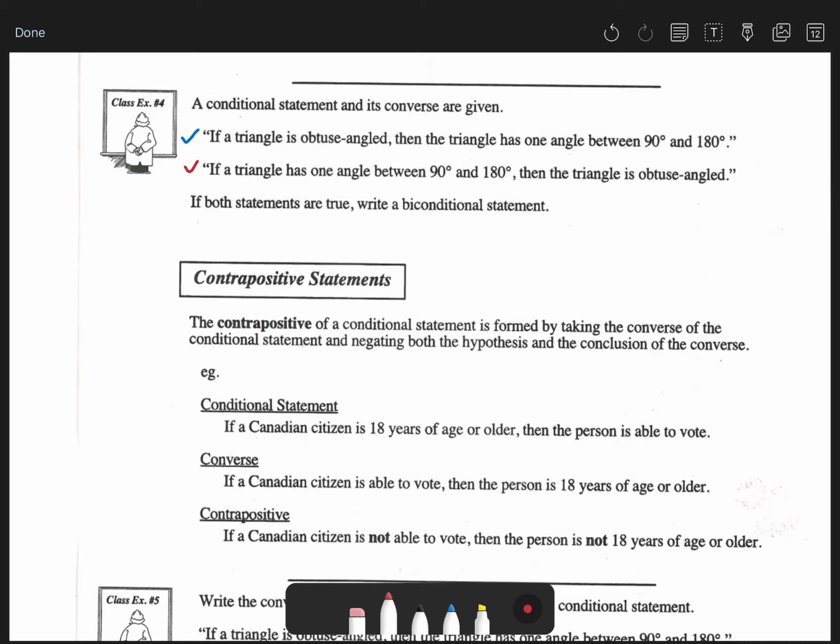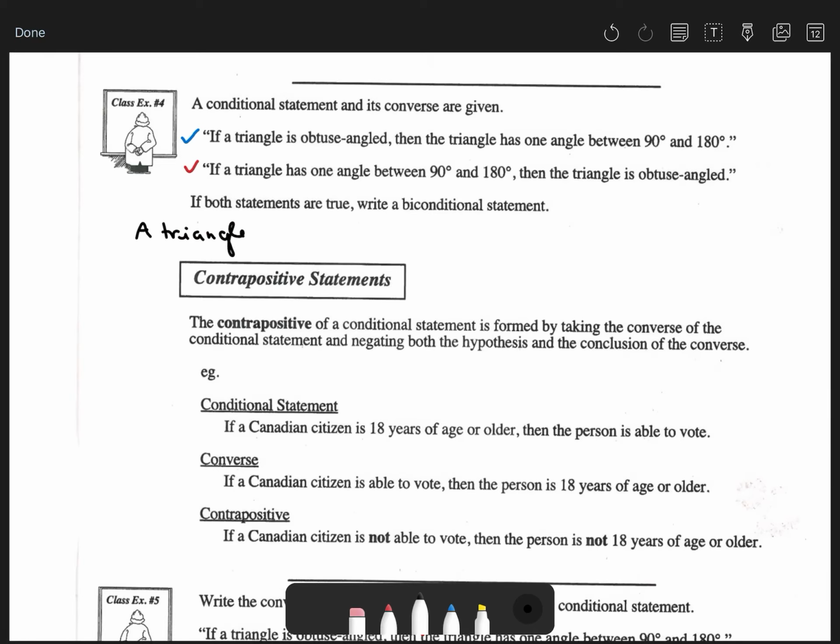Then we take a look at the converse. Okay, if a triangle has one angle between 90 degrees and 180 degrees, then the triangle is obtuse angled. If both statements are true, write a biconditional statement. Well, both statements are true, so I can write this as a biconditional statement. Now, when I do that, I have to use the phrase if and only if. So it'll look like this.